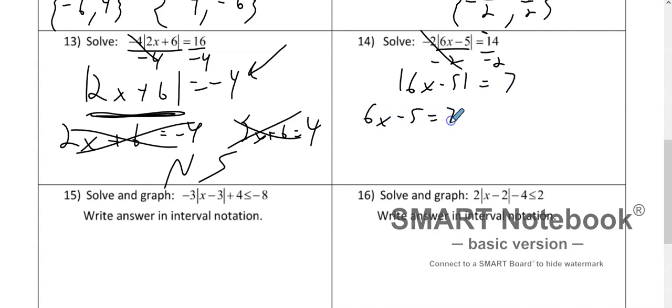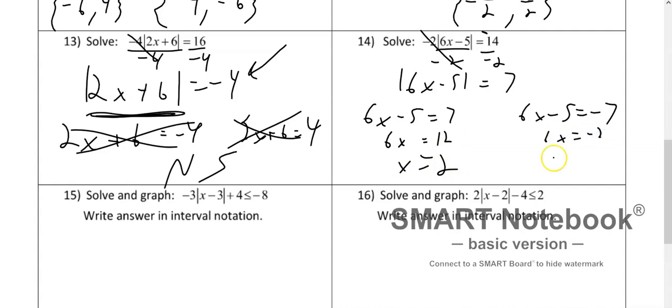6x minus 5 equals 7. 6x minus 5 equals -7. I'm going to add 5 and get 12. X is 2. I'm going to add 5 and get -2. X is -2/6, or 1/3. So remember, if it ends up being negative, it's no solution. Just because it starts off negative doesn't mean anything until the absolute value is by itself.